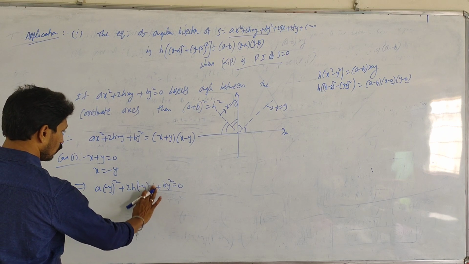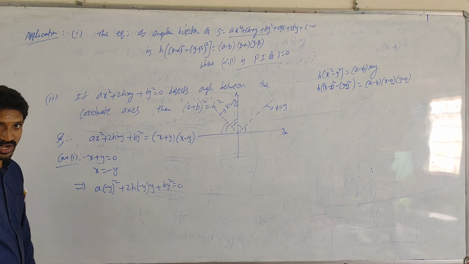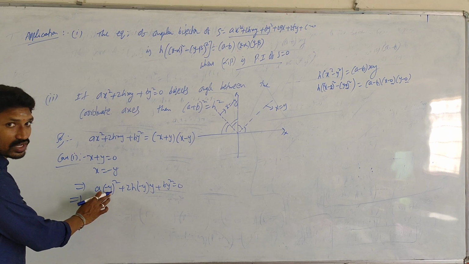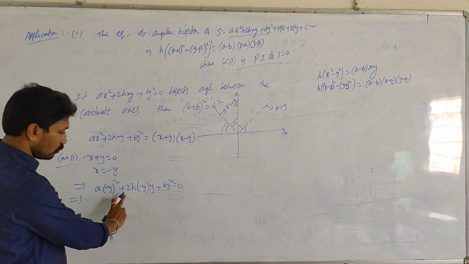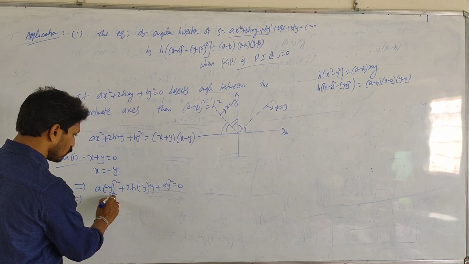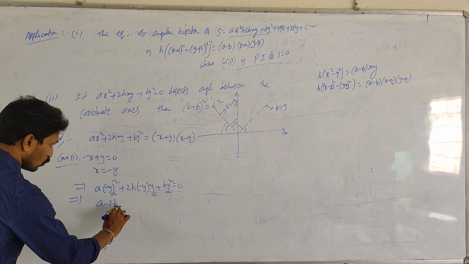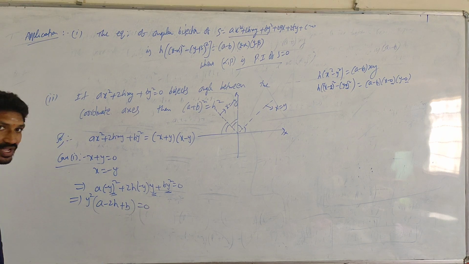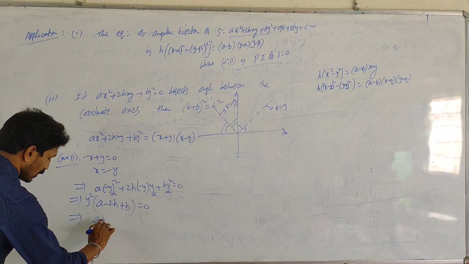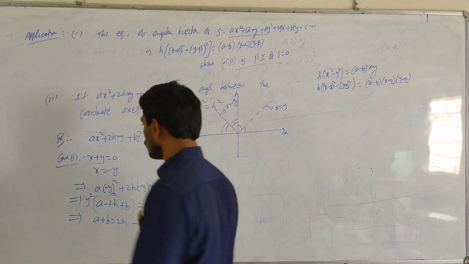So here also y only. In the place of x, just substitute minus y. And what you have, this is minus y square, means y square. Minus y into y, that is minus y square. So y square if you take common, what you have? (a minus 2h plus b) into y square is equal to 0. 0 by y square is 0 only. So we have a plus b is equal to 2h. This is one of the equations.